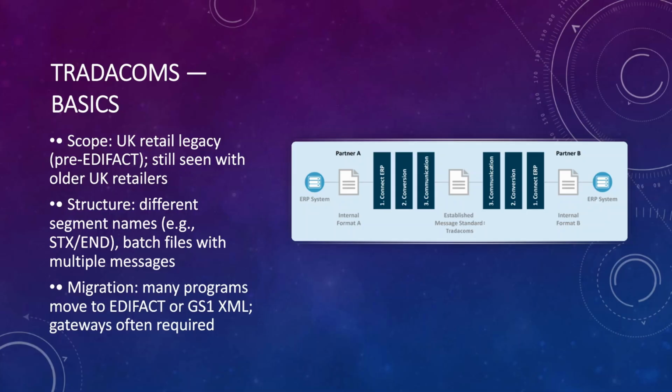The third standard is TRADACOMS. TRADACOMS is a legacy UK retail standard that predates EDIFACT. While it's considered outdated, it is still encountered when working with older UK retailers. Its structure is very different, using batch files and segments like STX and END. Many companies today are migrating away from TRADACOMS toward EDIFACT or GS1 XML, often using gateways or translators during the transition.